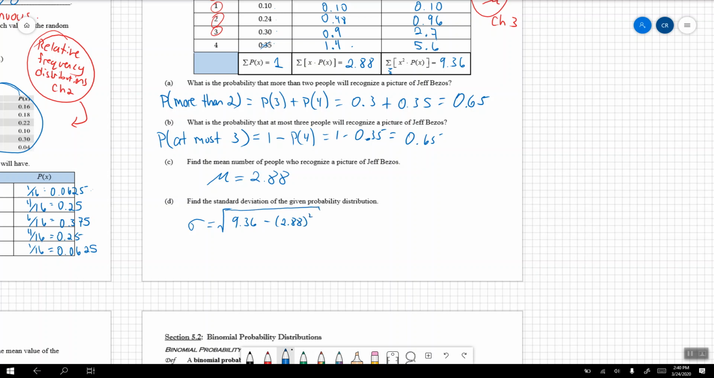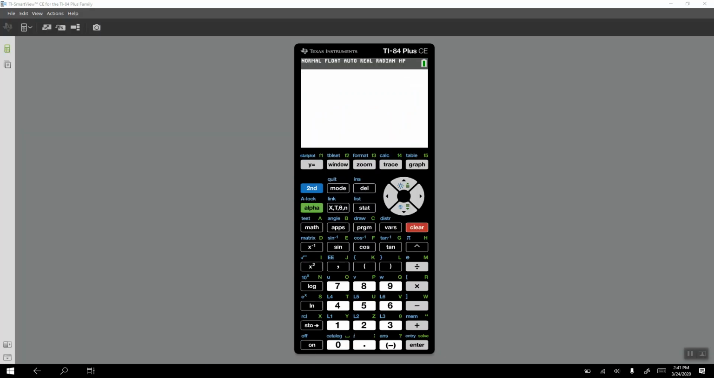This is what we want to see. So now that we have that, let's go ahead and insert this into our calculator. I'm going to access the square root. Square root is right here above the x squared figure. It's in blue, so I'm going to hit second, square root.